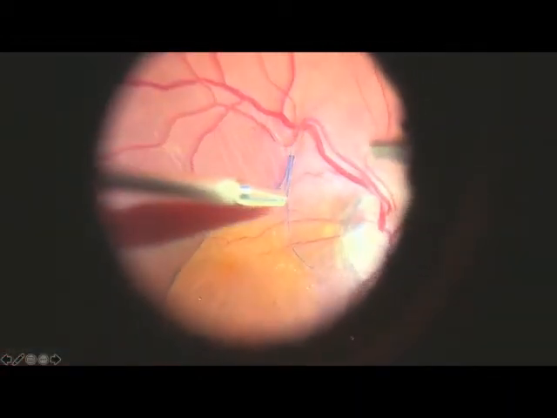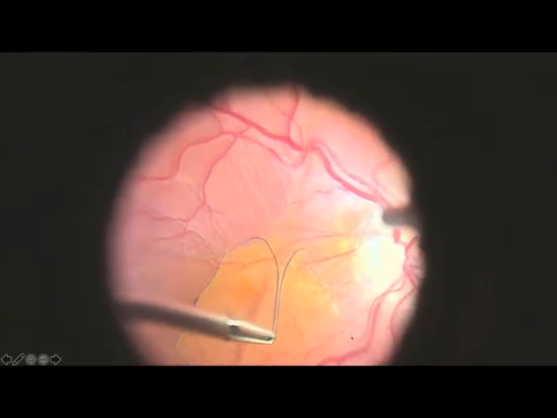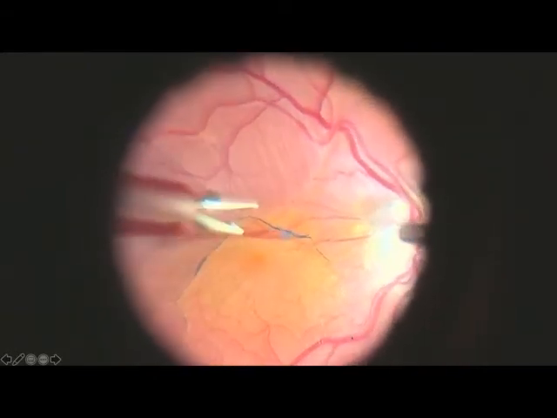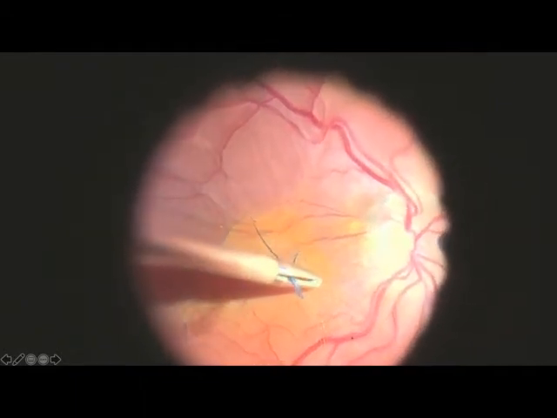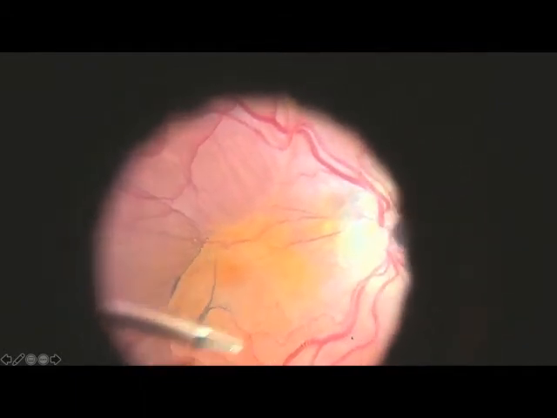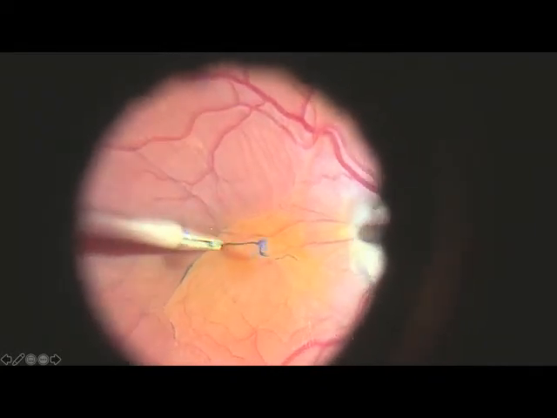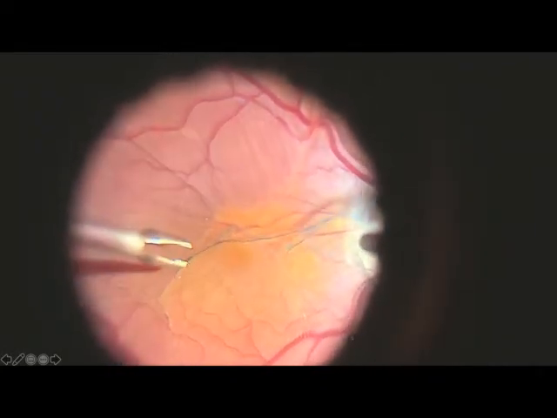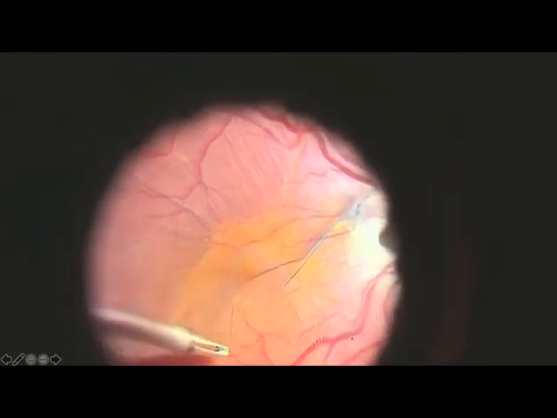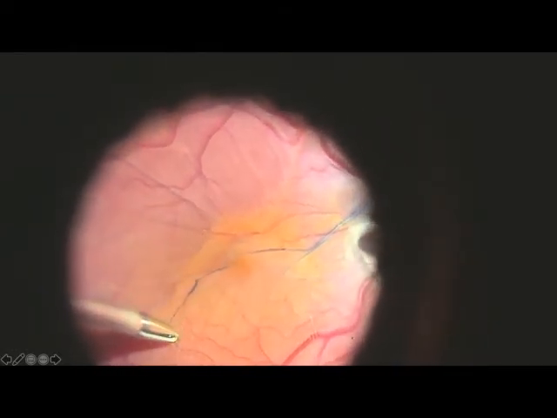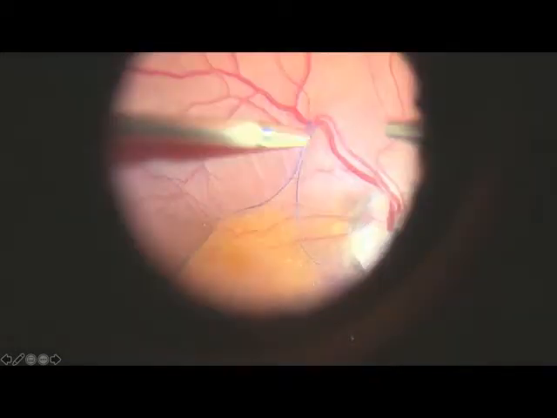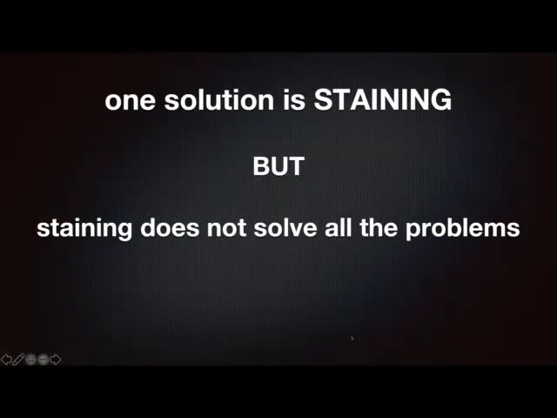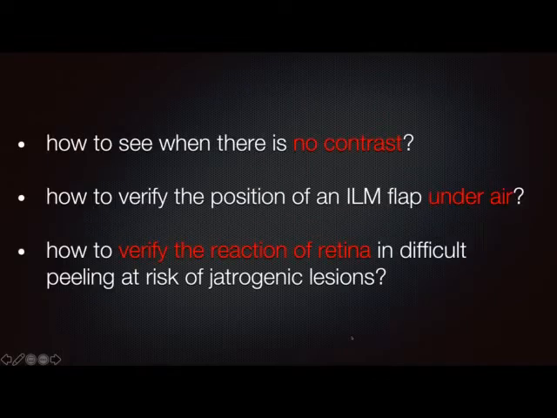Even in this case, you can see I am peeling the edges of the membrane that probably was partially peeled during posterior vitreous detachment. You can see the staining of the edges and then partially the membrane. The view through the microscope is excellent in this case, and we can distinguish the epiretinal membrane and the surrounding internal limiting membrane, but while staining is a good help, it does not solve all the problems.